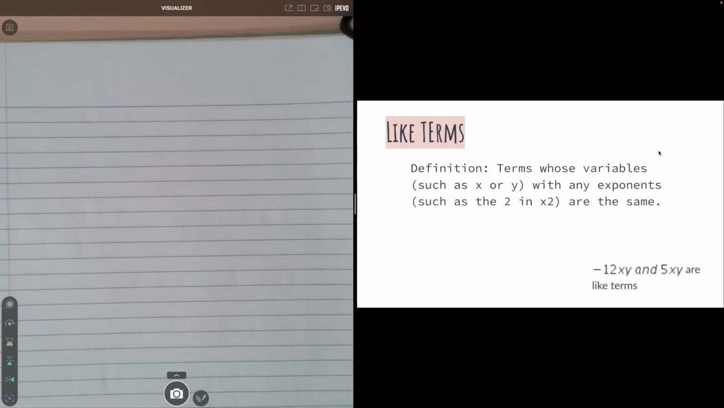So like terms are terms whose variables, such as x or y, with any exponents, such as the 2 in x squared, are the same. So like -12 times x times y, those variables are the same as over here, 5 times x times y. So since the variables are the same in both terms, we say they're like terms.